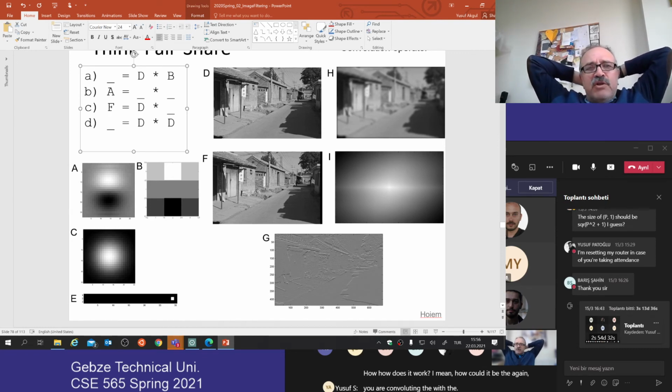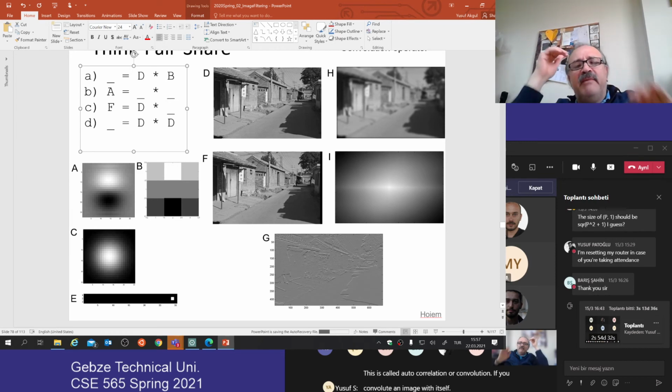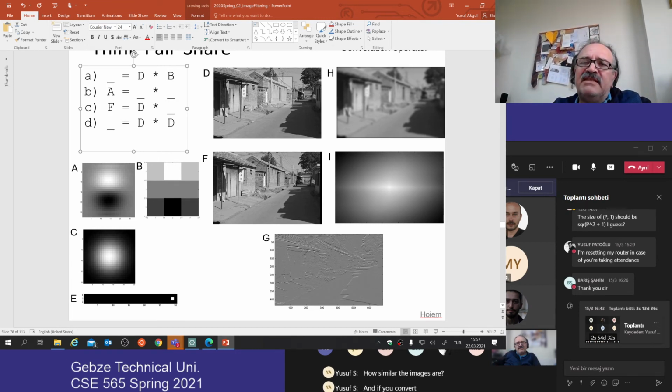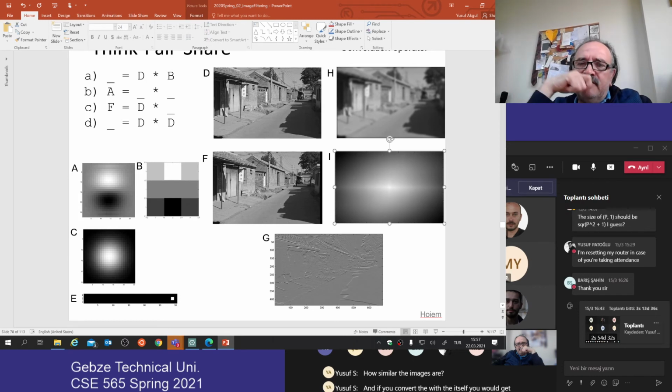This is called autocorrelation, autoconvolution. If you convolve an image with itself, at the center it would be the maximum. Is it I? Yes, it is exactly I. Because convolution kind of finds how similar the images are. And if you convolve D with D itself, you would get I.